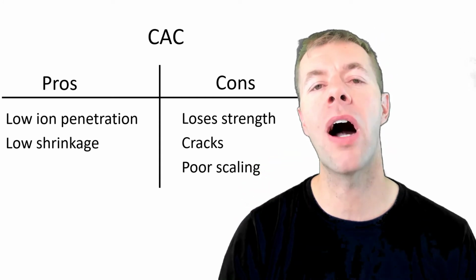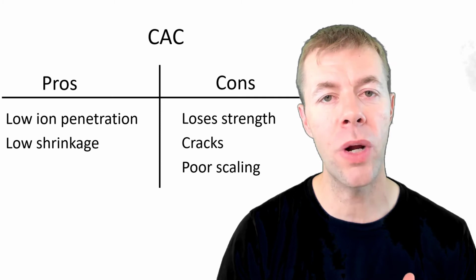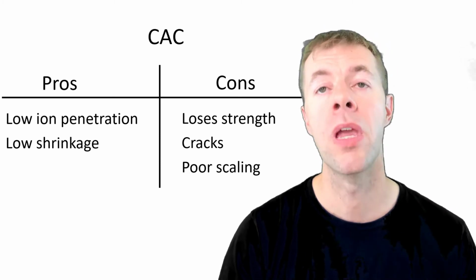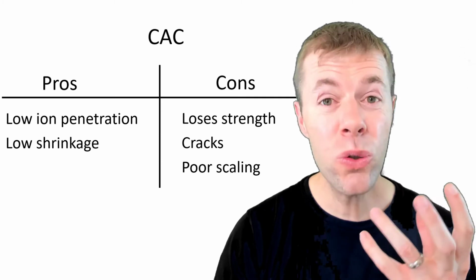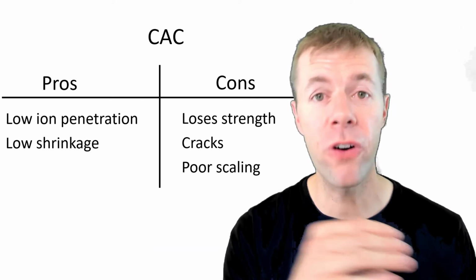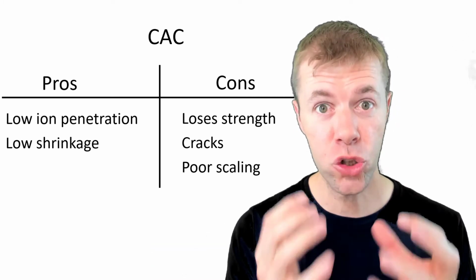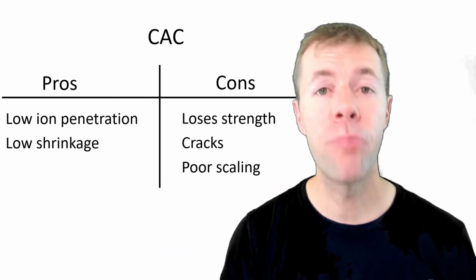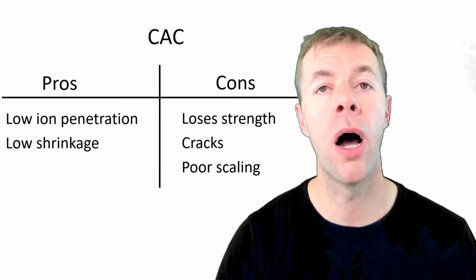We found for calcium aluminate cement, some of the pros is that they have very, very low amounts of ion penetration and low amounts of shrinkage. That's good for cracking. Some of the cons, they lose strength over time. As this reversion happens, it can cause cracking. And they also have poor scaling performance in freeze-thaw.